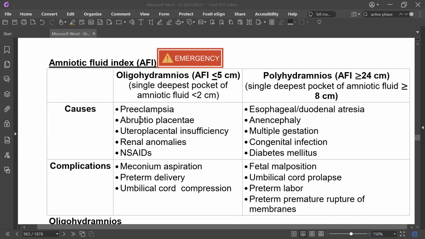Amniotic fluid index: oligohydramnios and polyhydramnios. Oligohydramnios is a single deepest pocket of amniotic fluid less than 2 centimeters, or an amniotic fluid index less than 5 centimeters. Polyhydramnios is an amniotic fluid index more than 24 centimeters, or a single deepest pocket of amniotic fluid more than 8 centimeters.